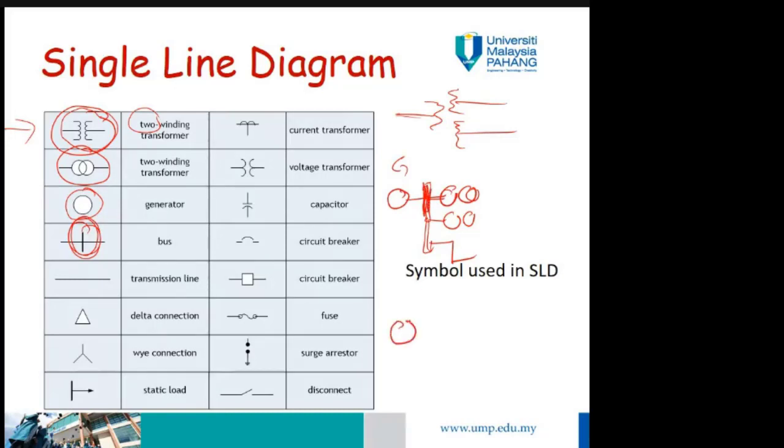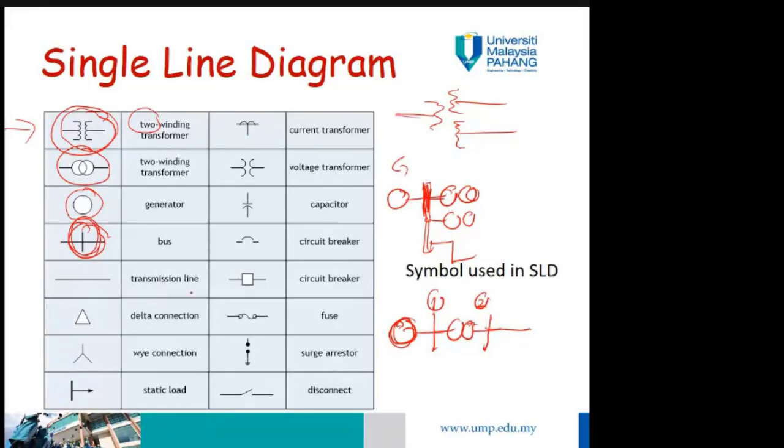Usually after this generator, we have a bus bar. We have another component, and then we have another bus bar. This is bus 1, bus 2, and so on. So a bus is the place that interconnects two components. We call it a bus bar. And then the symbol is like this. This is the bus bar.